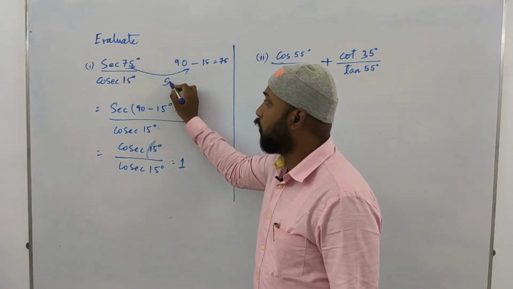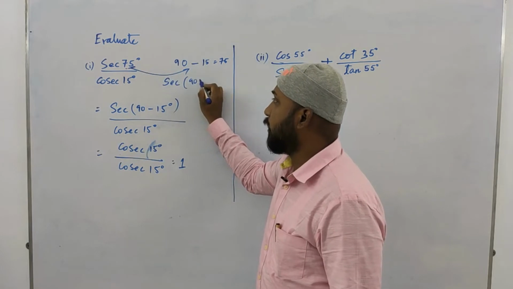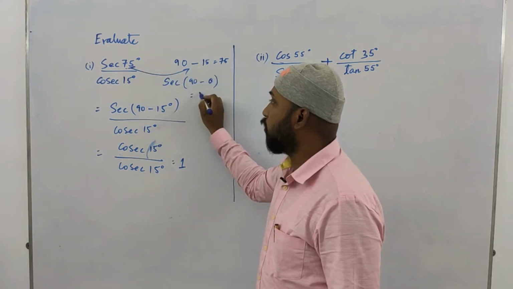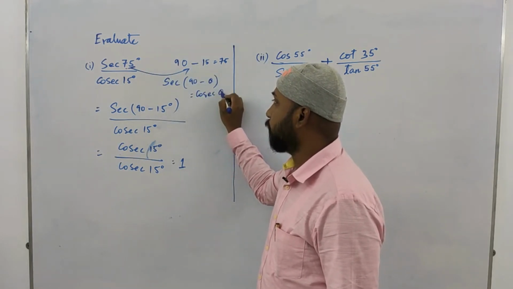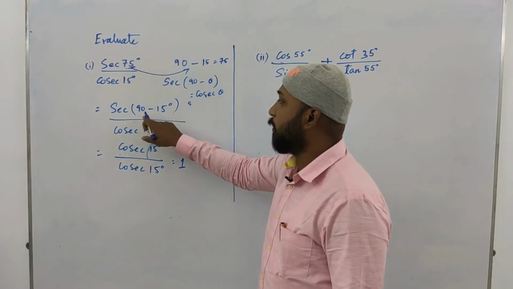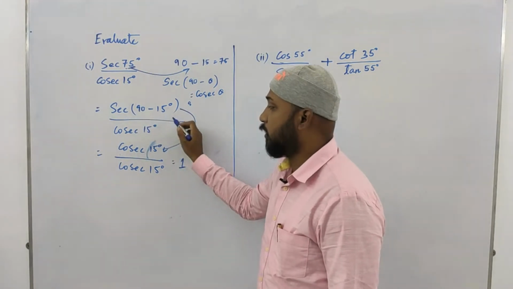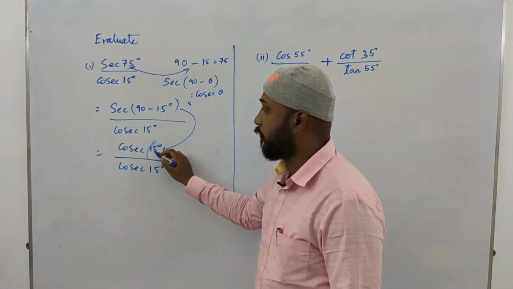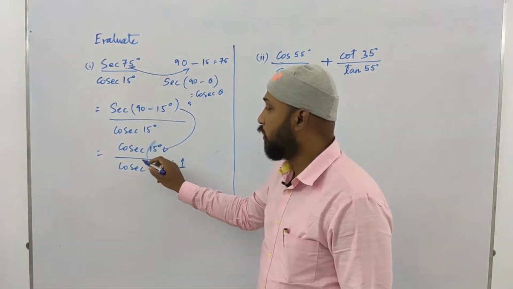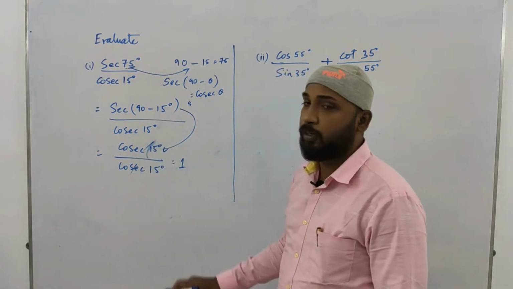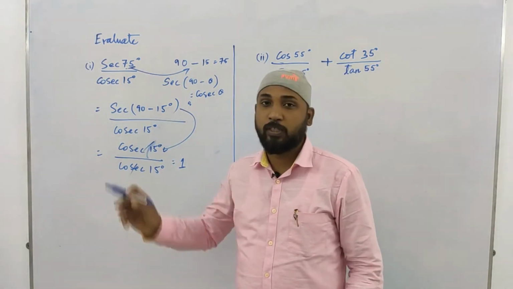And what is the formula? We know that sec (90 minus theta) is equal to cosec theta. So sec (90 minus 15) will be equal to cosec 15. So in place of sec (90 minus 15), we will write cosec 15. Cosec 15 by cosec 15, they cancel out, and what do we get? We get 1. So its value is 1.